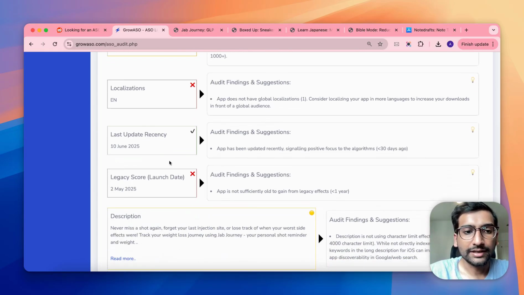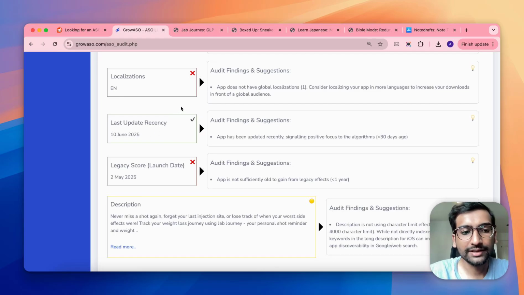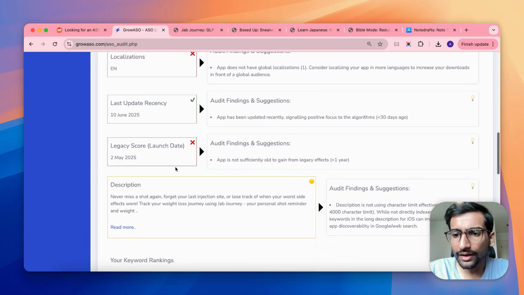Good thing is that this app has been recently updated. This sends a good signal to the App Store, and it's also relatively new. So this is not a good thing. Usually older apps actually get prioritized. It's a good signal to the App Store that the app has existed for a long time. It has some history, but that doesn't matter as much for now. It's just something that is being highlighted and educated to the developer.